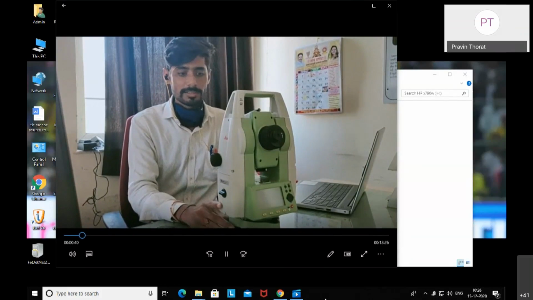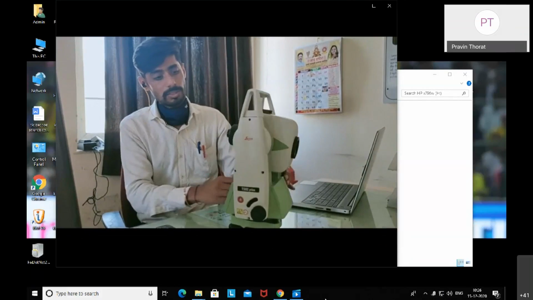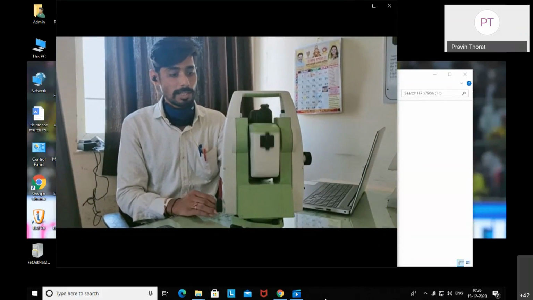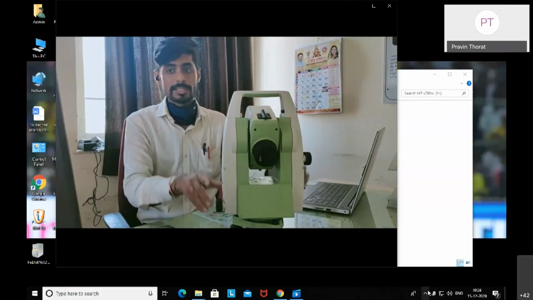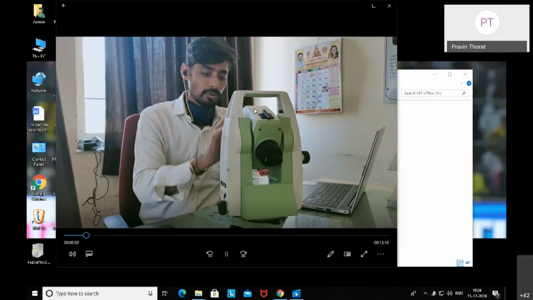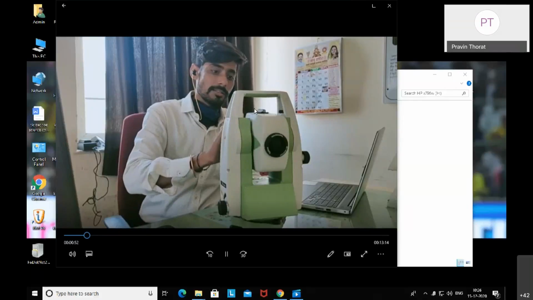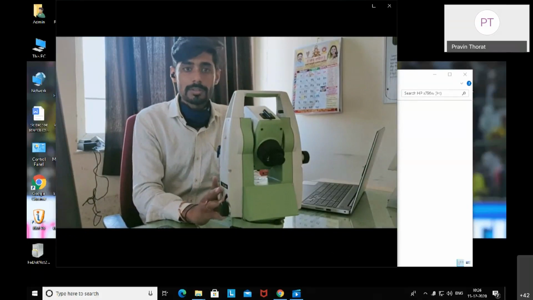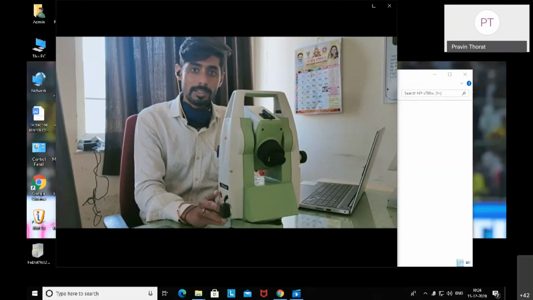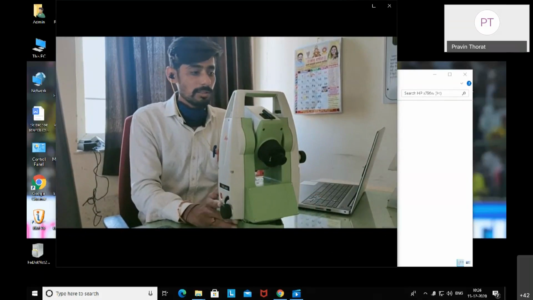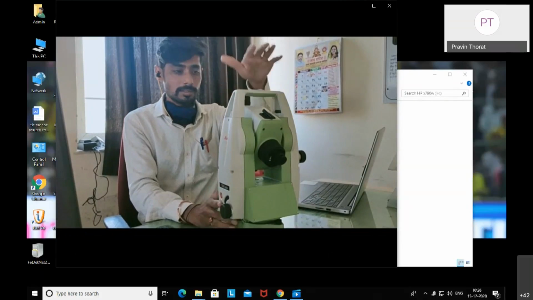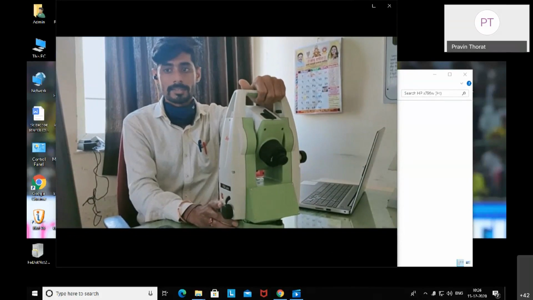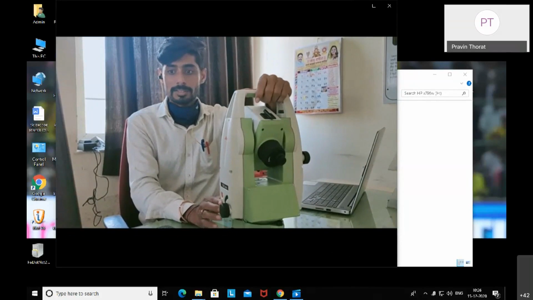There are various component parts to be shown here. Some of the component parts are visible directly to the eyes, some are built inside the instrument. So we are here to identify or to know about the various component parts of the total station. So we start from the top of the instrument. So this is the handle. This is the handle of the instrument.